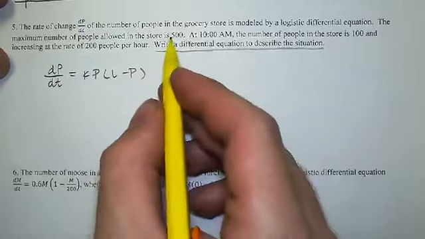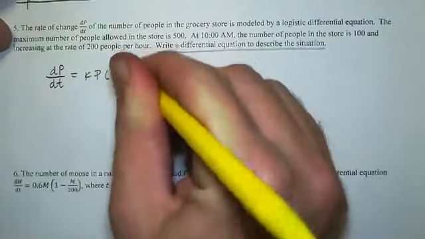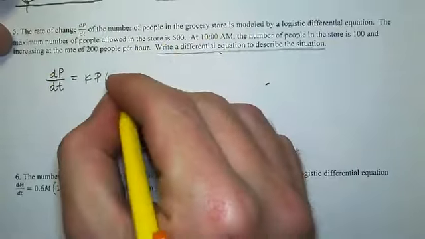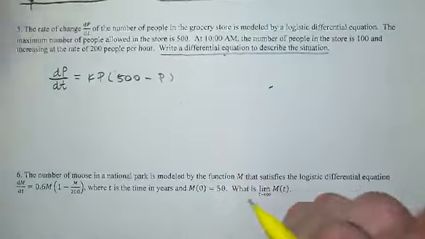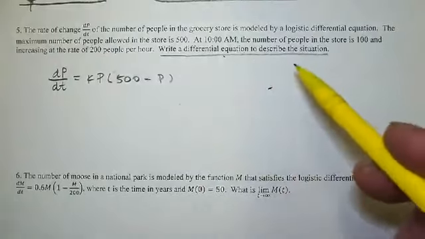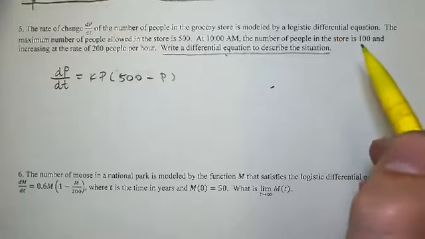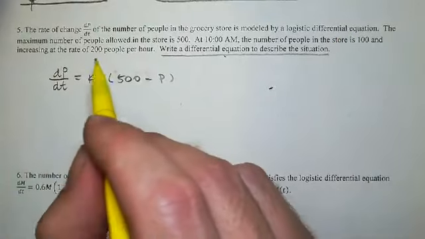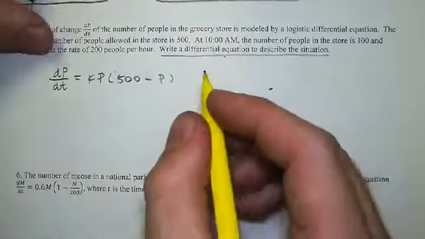Well, they just told me right off the bat what L is. L is 500. So I'm going to maybe just actually make that happen. So 500 minus P. And this is actually a pretty common type of question that I've seen. I mean, it's usually multiple choice. Which of these differential equations describes the situation? And you just have to check that, when you plug in P equals 100, you get dP/dt equals 200, right?